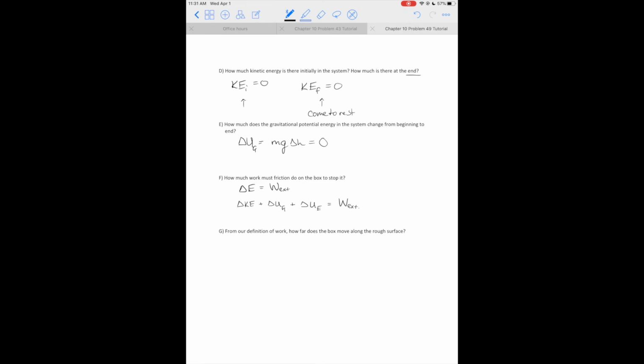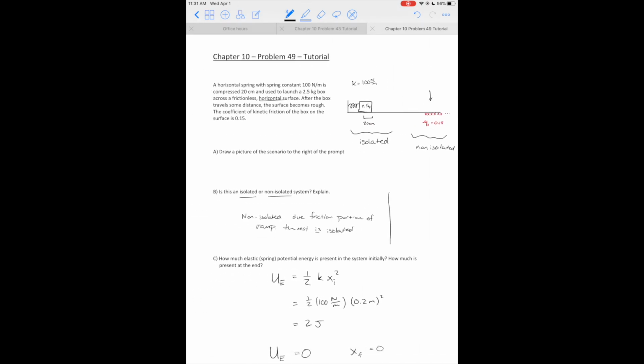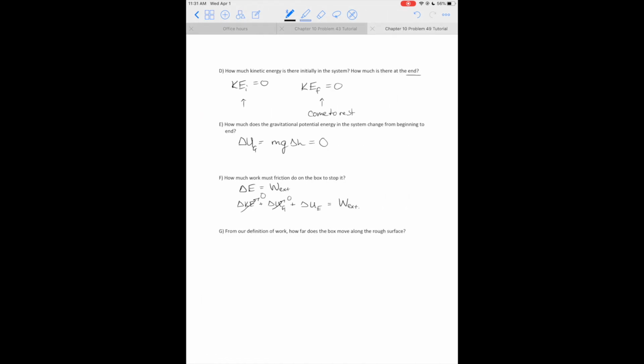So if I start and end with 0 kinetic energy and I have 0 change in gravitational energy, and I go back to part C, how much elastic potential energy is there? What's the change in that? It's final minus initial, so 0 minus 2 joules is my change in elastic potential energy. That has to be equal to the work externally done by friction. So the work done by friction to stop this box is negative 2 joules of work.